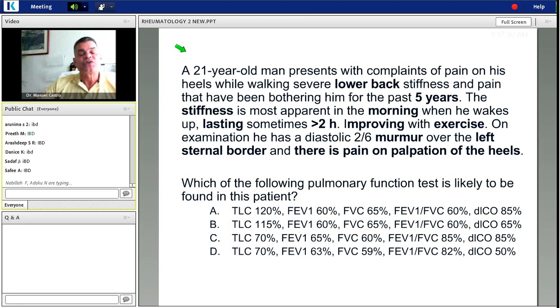Okay, now let me just introduce another concept. Conditions that are inflammatory get better with exercise. Conditions that are not inflammatory get worse with exercise. So for example, osteoarthritis gets worse with exercise. Remember, and if you remember this, you're never going to forget this piece of information.